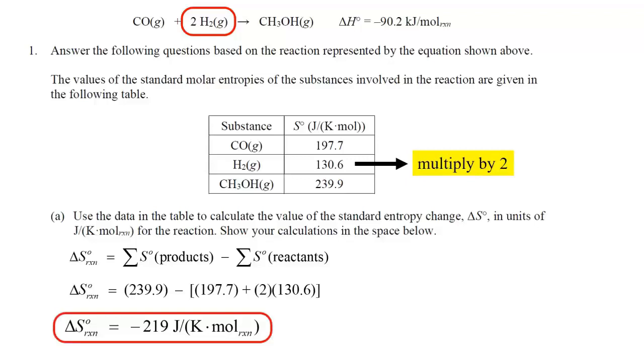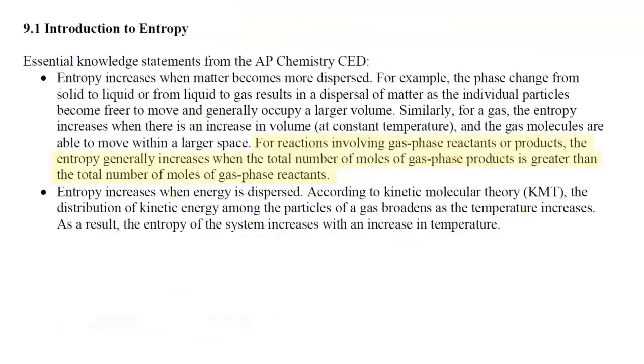Now, before we take a look at part B of this question, let me show you on this next slide. This is topic 9.1, Introduction to Entropy. And what I've highlighted on this slide is the following sentence. It says, for reactions involving gas phase reactants or products, the entropy generally increases when the total number of moles of gas phase products is greater than the total number of moles of gas phase reactants. So if that sentence is true, then the reverse of that sentence is also true. And that's what's going on in this reaction in question 1.